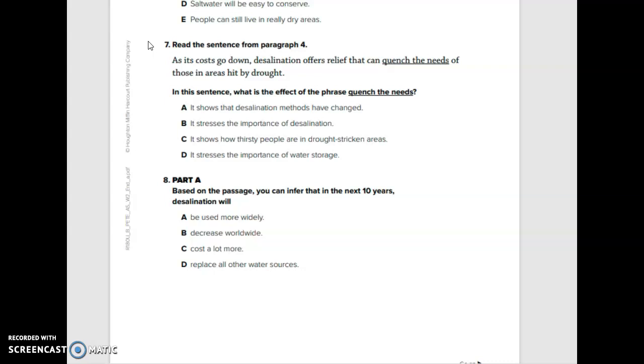Number 7, read the sentence from paragraph 4. As it goes down, desalination offers relief that can quench the needs of those in areas hit by drought. In this sentence, what is the effect of the phrase, quench the needs? A, it shows that desalination methods have changed. B, it stresses the importance of desalination. C, it shows how thirsty people are in drought-stricken areas. D, it stresses the importance of water shortage.